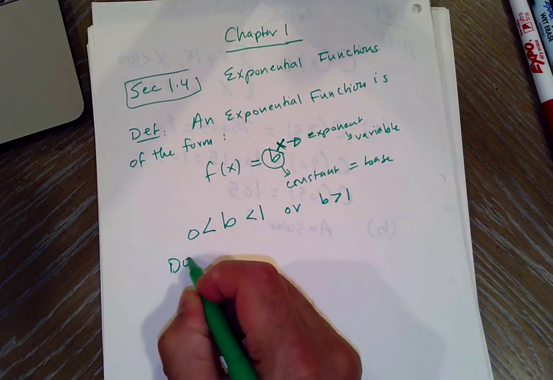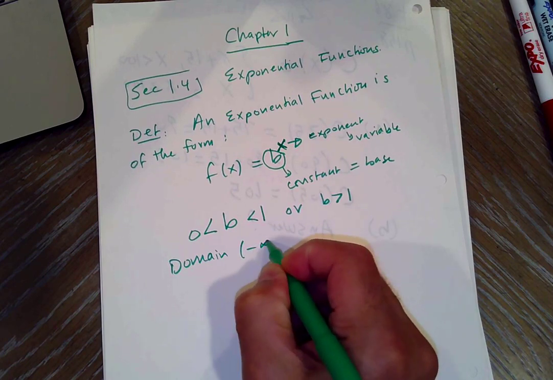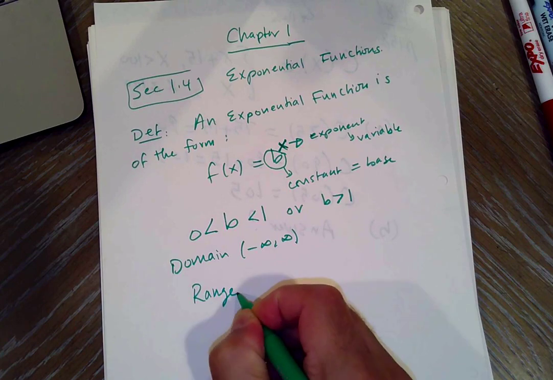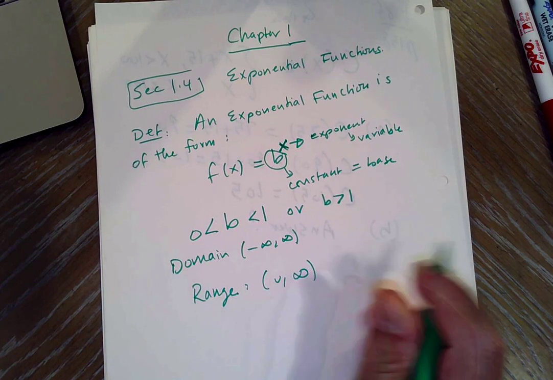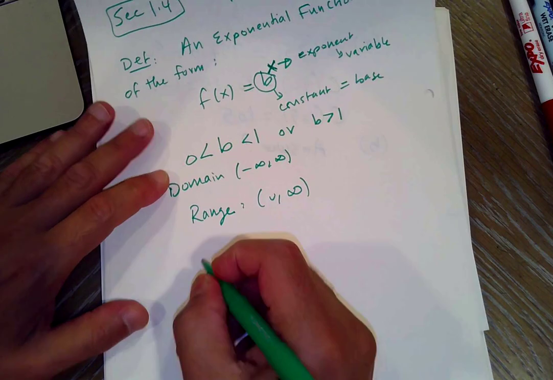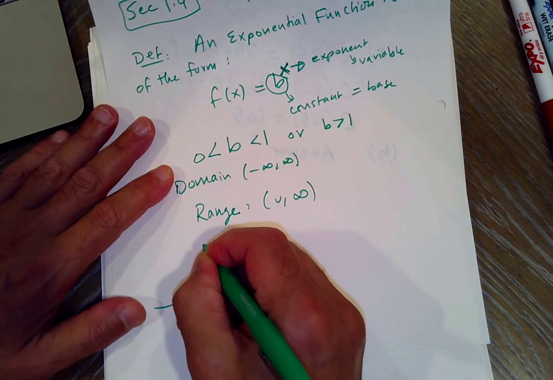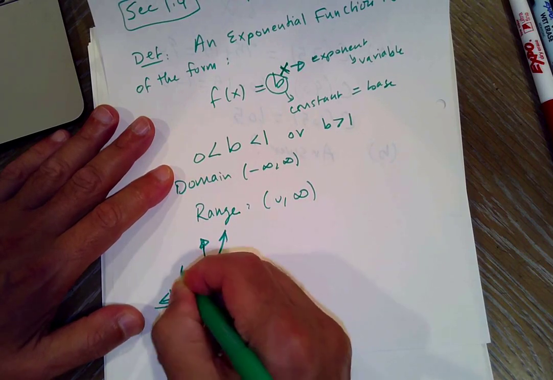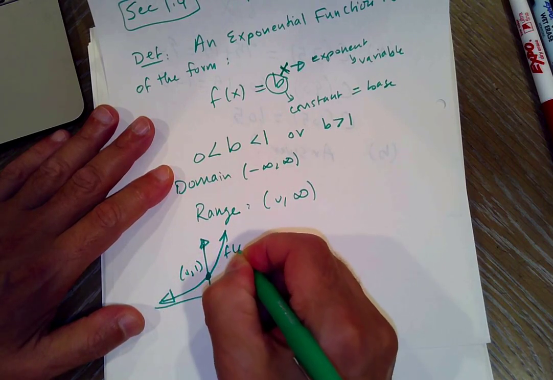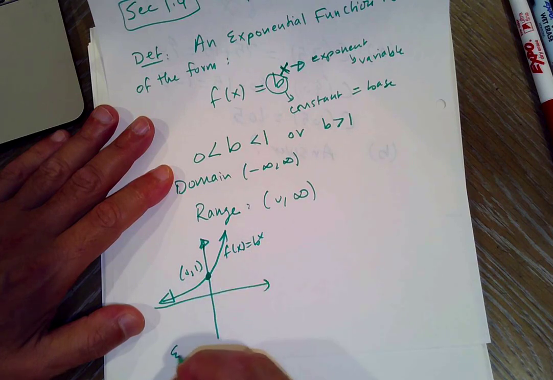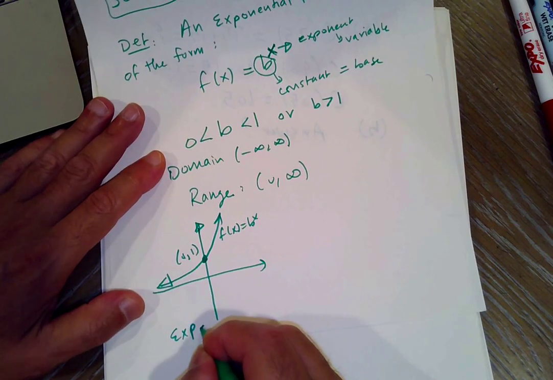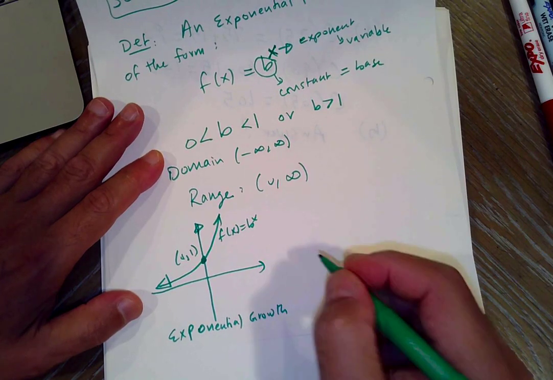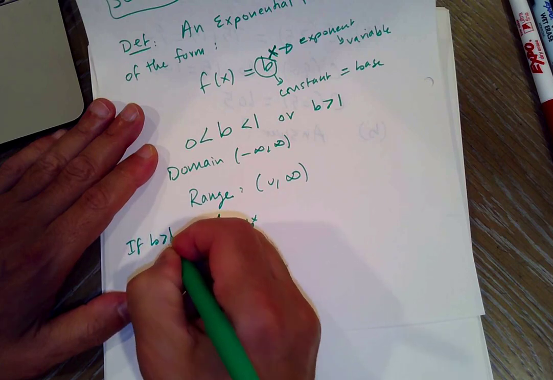The domain of exponential functions is all real numbers, and the range is 0 to infinity. There are two basic graphs of exponential functions. One that's of exponential growth. It has a y-intercept at 1. Exponential growth. That's if the base is greater than 1.